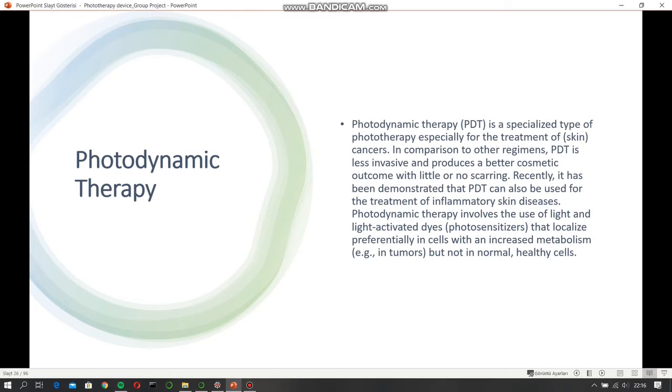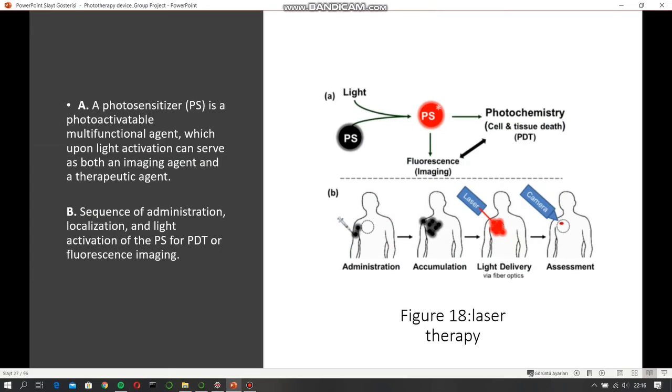localize preferentially in cells with an increased metabolism, but not in normal, healthy cells. The A is a photosensitizer, a photoactivatable multifunctional agent which, upon light activation, can serve as both an imaging agent and a therapeutic agent. And the B is the sequence of administration, localization, and light activation for the PS for photodynamic therapy or fluorescent imaging.